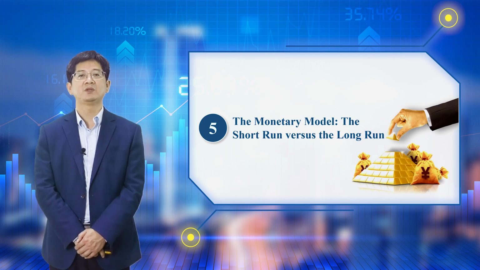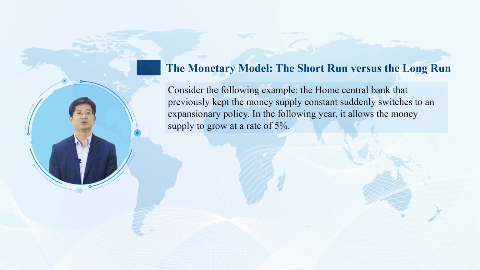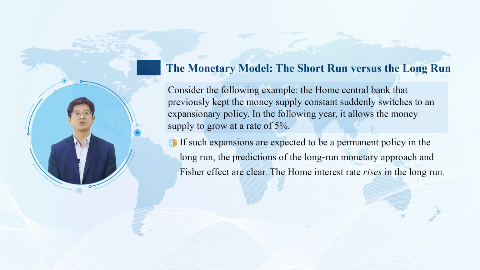4.2.7, the monetary model: the short run versus the long run. Consider the following example. The home central bank that previously kept the money supply constant suddenly switches to an expansionary policy. In the following year, it allows the money supply to grow at a rate of 5%. If such expansions are expected to be a permanent policy in the long run, the predictions of the long-run monetary approach and the Fisher effect are clear. The home interest rate rises in the long run.